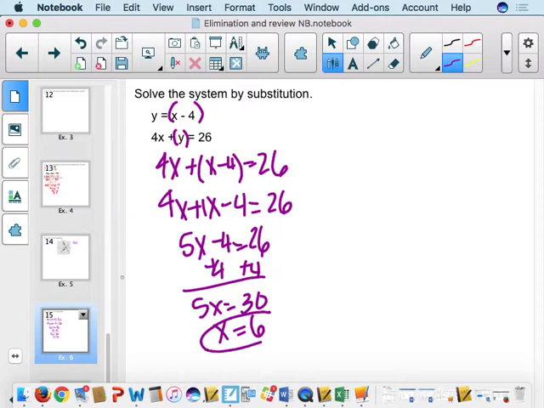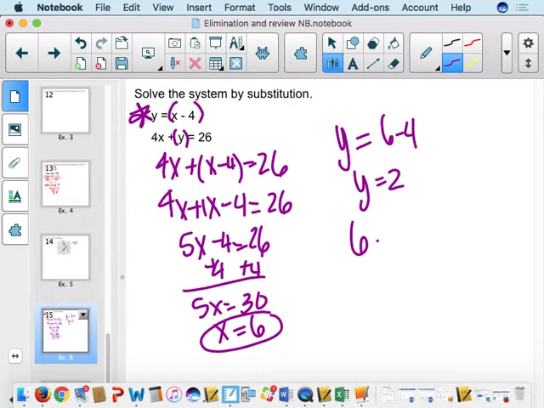So we have our first answer here. Remember, you want to get y. Y is by itself. You can plug into either equation, but it is tremendously easier if you plug back into the top equation. So y equals 6 minus 4, and 6 minus 4 is 2. So our ordered pair is 6, 2. Okay, so that is substitution. Now notice again, one of the variables was by itself.